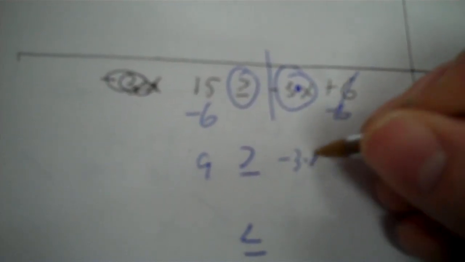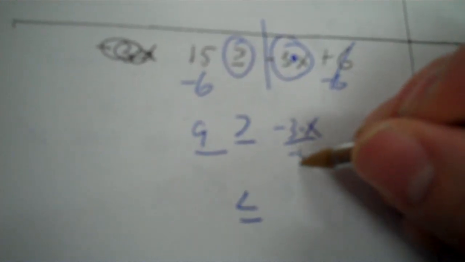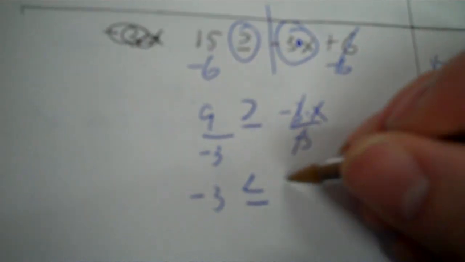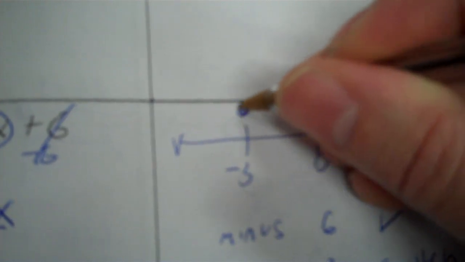Minus 6, 15 minus 6 is 9, and then negative 3 times x. Then when we divide, it's going to be both sides by that negative 3. So you got negative 3. Remember to put x behind the symbol. Then at the end, before you graph it, you need to reorder. Flip it, okay? So negative 3, circle, fill it, and it's greater than, so it would go this way.